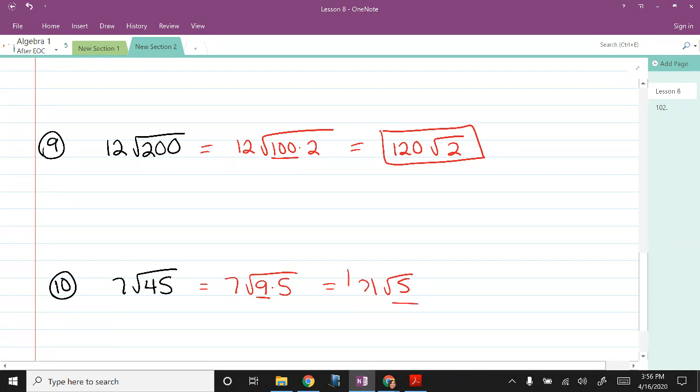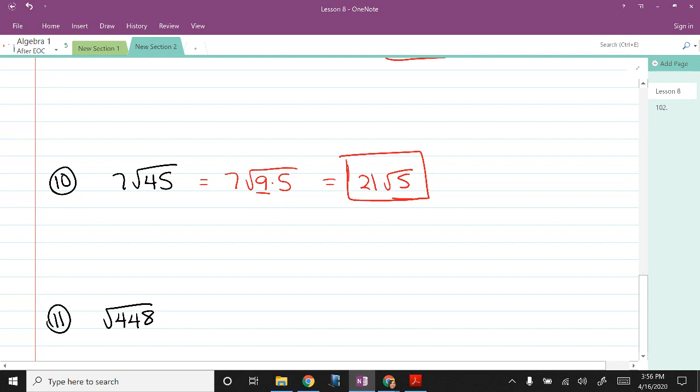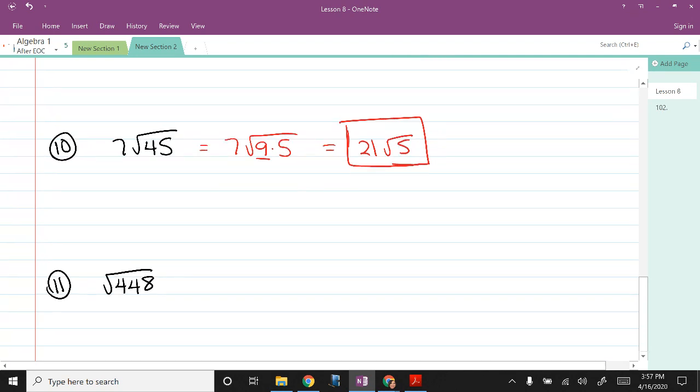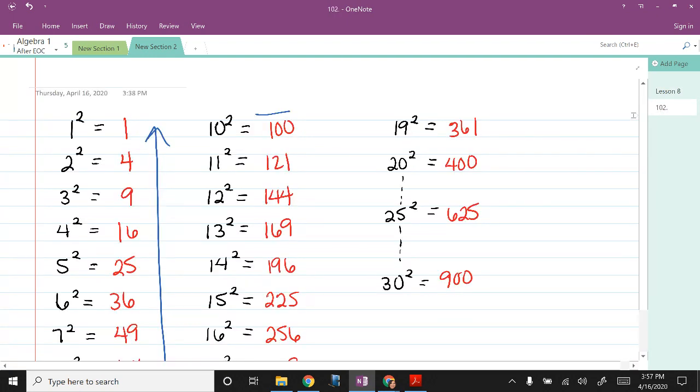Oops, I accidentally erased that. I think I have one more. Okay, yes, 448. Now, this one is actually one of your problems on your worksheet. So that's why I wanted to do this one. I don't know what number it is on the worksheet, I forgot, but I wrote this one down to do. Okay, so 448. I don't really know a perfect square that goes into 448. That number's kind of big. But if you go back and look at your list, that can help you.